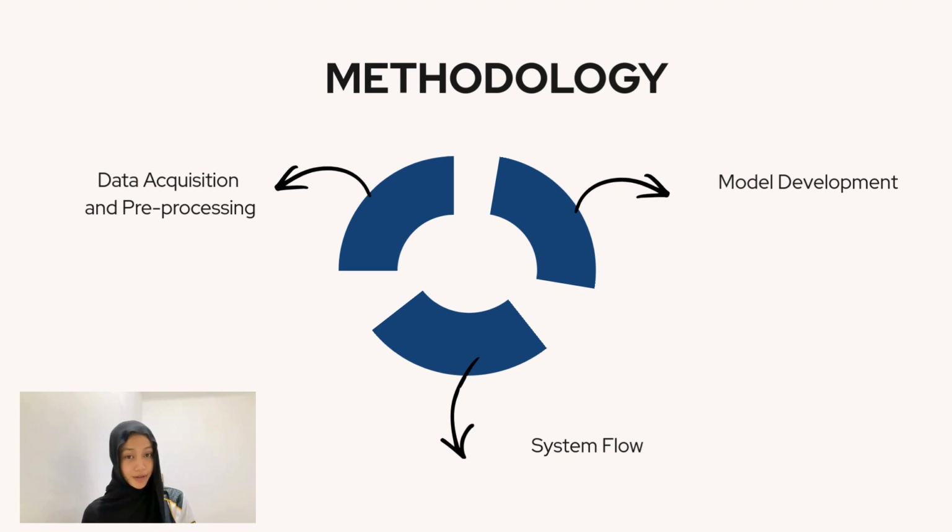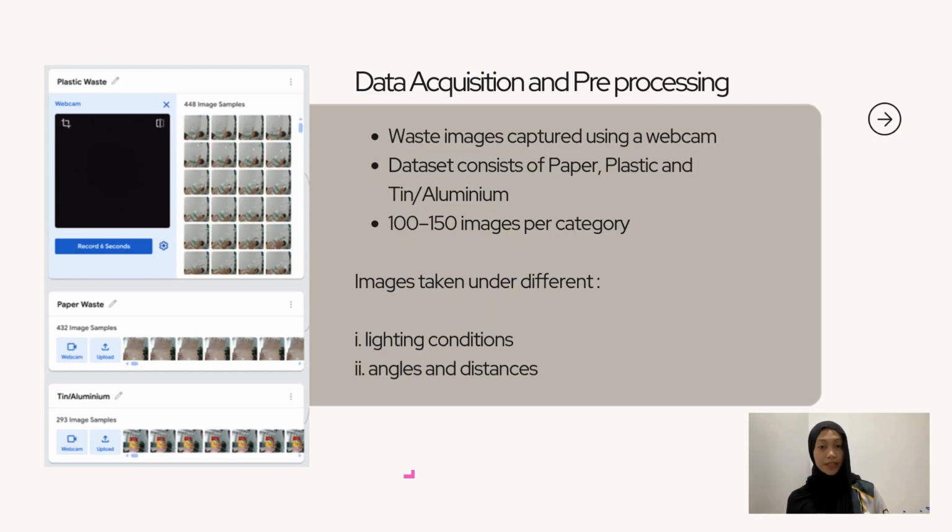For the methodology part, we have three phases: the first one is data acquisition and preprocessing, second is model development, and third is the system flow. For the first one, waste images are captured using a webcam and organized into three categories, which are paper, plastic, and tin or aluminium. Approximately 100 to 150 images were collected for each category. To improve the robustness of the model, images were captured under different lighting conditions, angles, and also distances. This helped the model learn generalized visual features rather than memorizing specific objects.